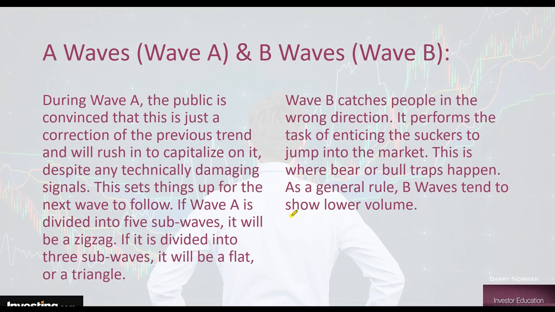Now, B wave is, remember, we have 1, 2, 3, 4, 5. Then we have A. B is when the market is bouncing up off the first A. So what happens is we should have low volume. That means this upward move has got no conviction to it. And this is where the suckers jump into the market to think this is the continuation of the uptrend, where it isn't. It's wave B of the downtrend.